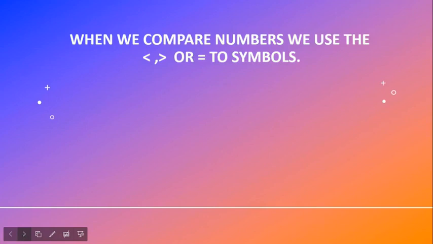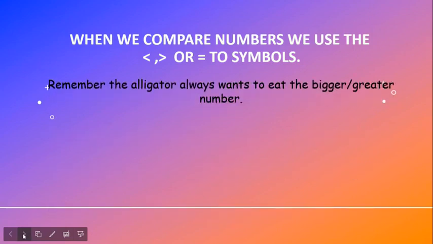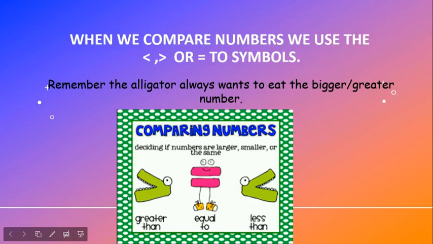Now, when we compare numbers, we use greater than, less than, or equal to, or sometimes we say the alligator. The alligator is always hungry, it wants to eat the bigger number. So that's where the mouth points. Remember, the alligator always wants to eat the bigger or greater number. Bigger and greater mean the same, boys and girls. Here we have a little picture. It says compare numbers, deciding if the numbers are smaller, larger, or the same. Here we have greater than, equal to, and less than.